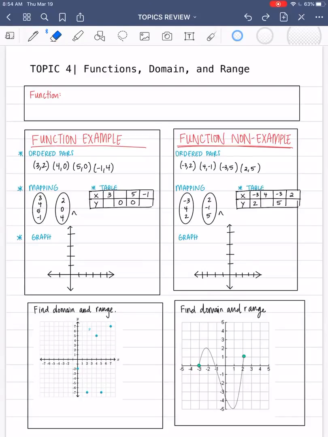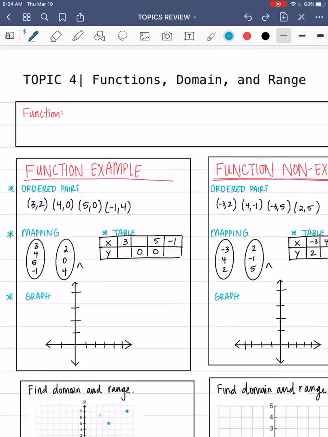All right, here we go. Topic 4, functions, domain, and range. So first thing we want to do is remind ourselves what a function is.